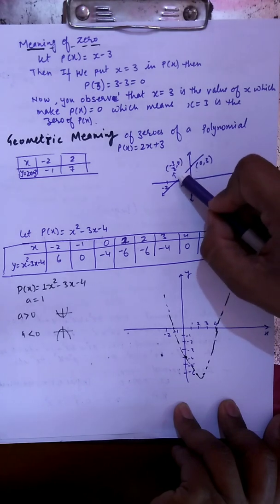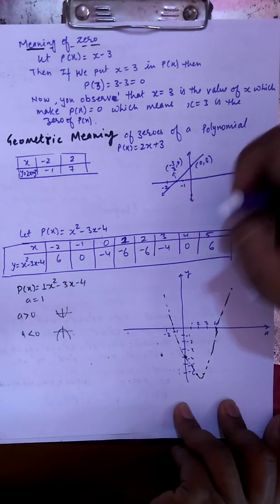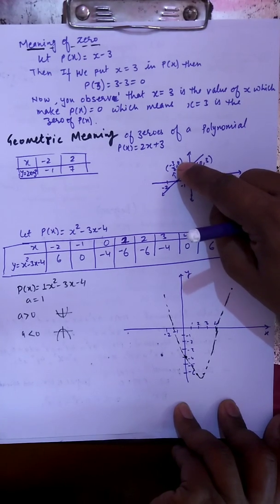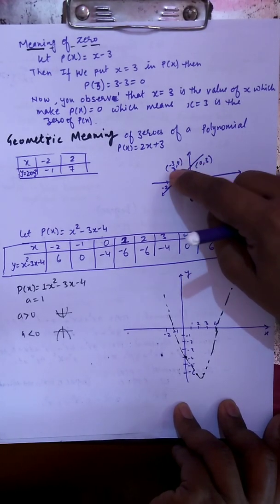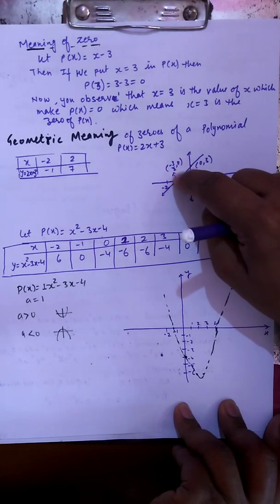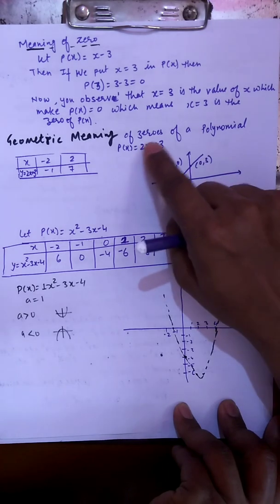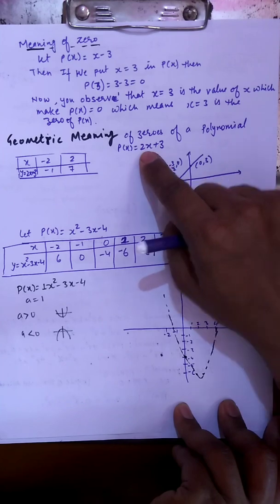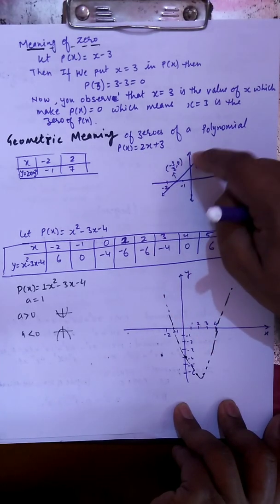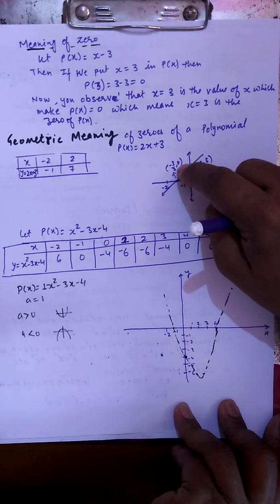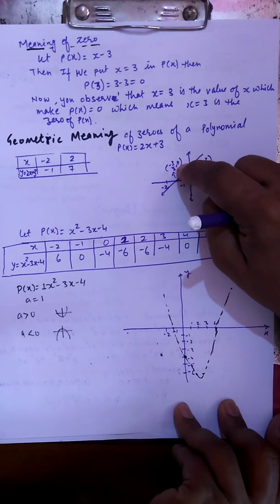You see that this graph is cutting the x-axis at this point. This point is (-3/2, 0). So here the value of y is 0 when x = -3/2. It simply means that -3/2 is the zero of this linear polynomial. Again, x = -3/2 is the zero, meaning the line is cutting the x-axis, and at this meeting point of the x-axis and this line, the value of y is 0.